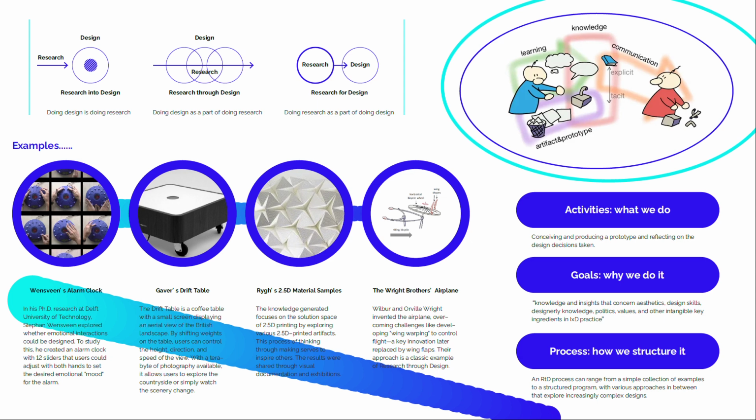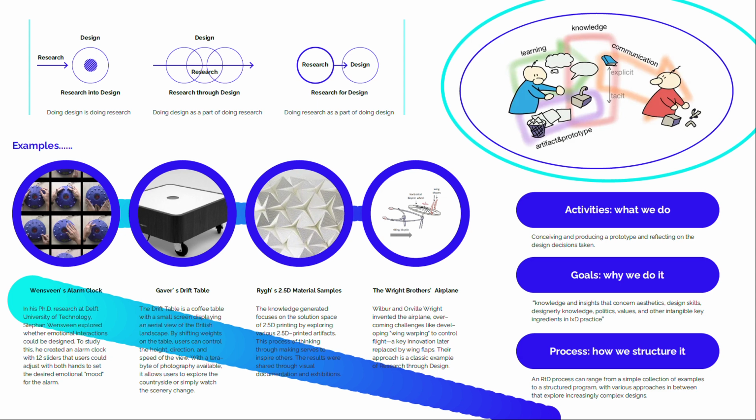First is activities, what we do in research to design: conceiving and producing a prototype and reflecting on the design decisions taken, deploying the prototype in the field study as a means to record contextual situational data or input from people, including data technologies, and using the endeavor of realizing an effect through prototypes to give direction to and demarcate the research project as a whole.